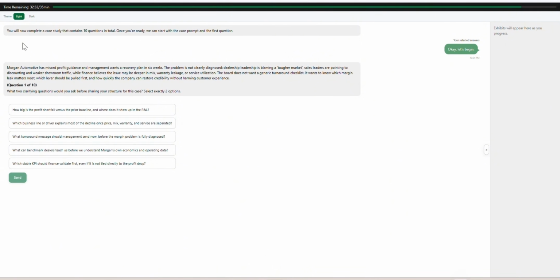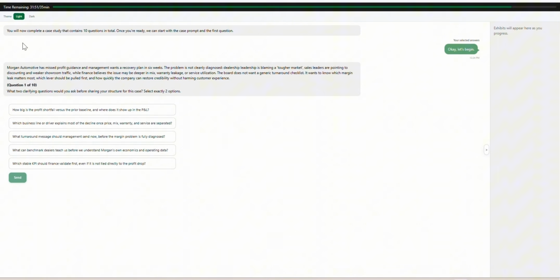Question 1 asks, what clarifying questions would you ask before sharing your structure for this case? First, let's understand a few things. How big is the profit shortfall versus the prior baseline? And where does it show up in the P&L? That's the first choice. The second is, which business line or driver explains most of the decline once price, mix, warranty, and service are separated? Those are the strongest choices already because they get us to the closest actual decision.